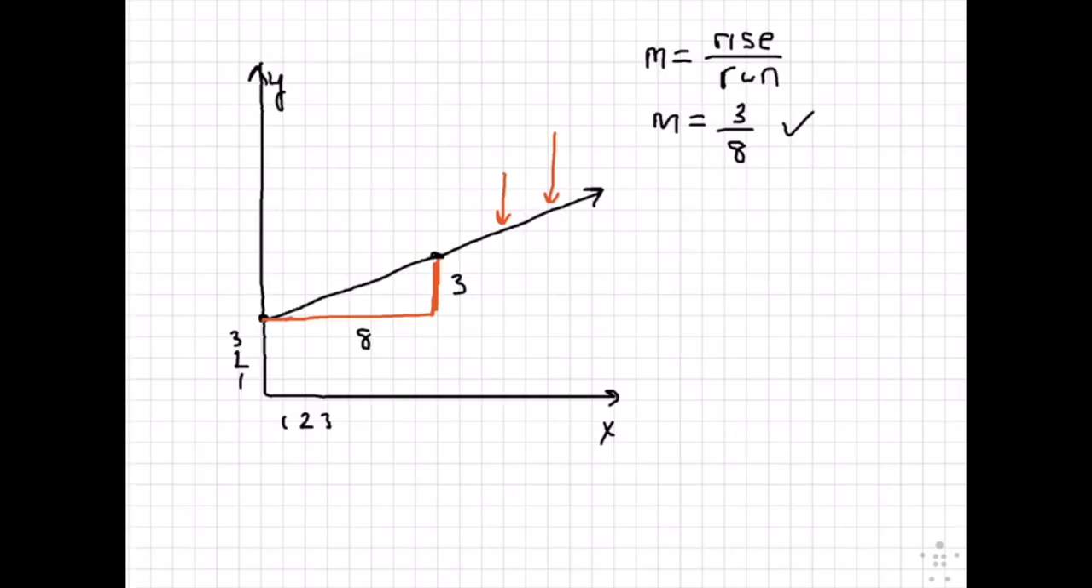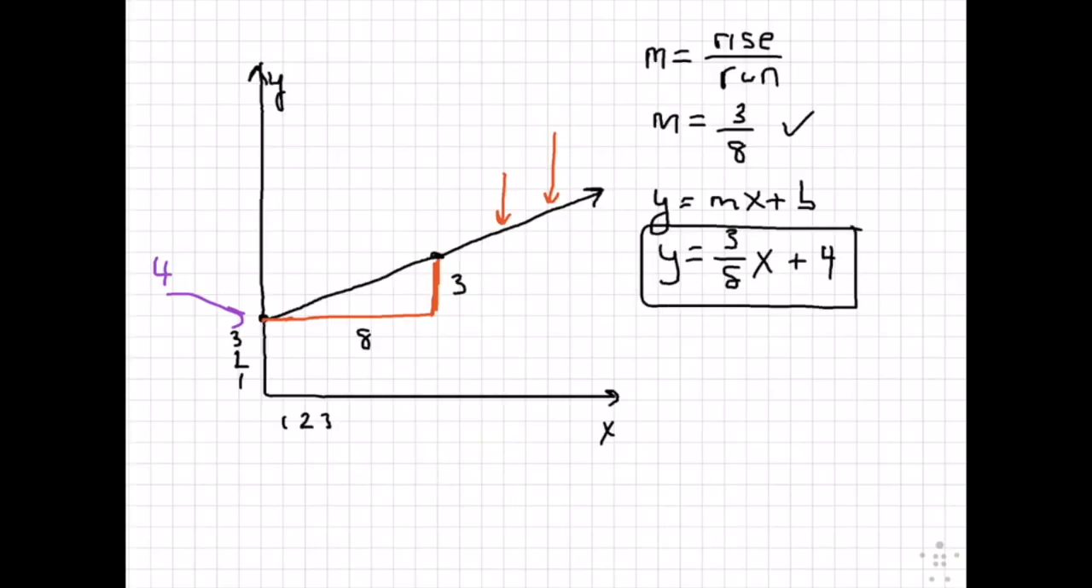Now the y-intercept we can just look at, right? We're looking right here, and that looks like it's at 4, right? So there's the y-intercept. So in slope-intercept form, it's y equals mx plus b. So we substitute in the slope first, 3/8, and then the b, which is the y-intercept, which is 4. So there's the equation of the line.